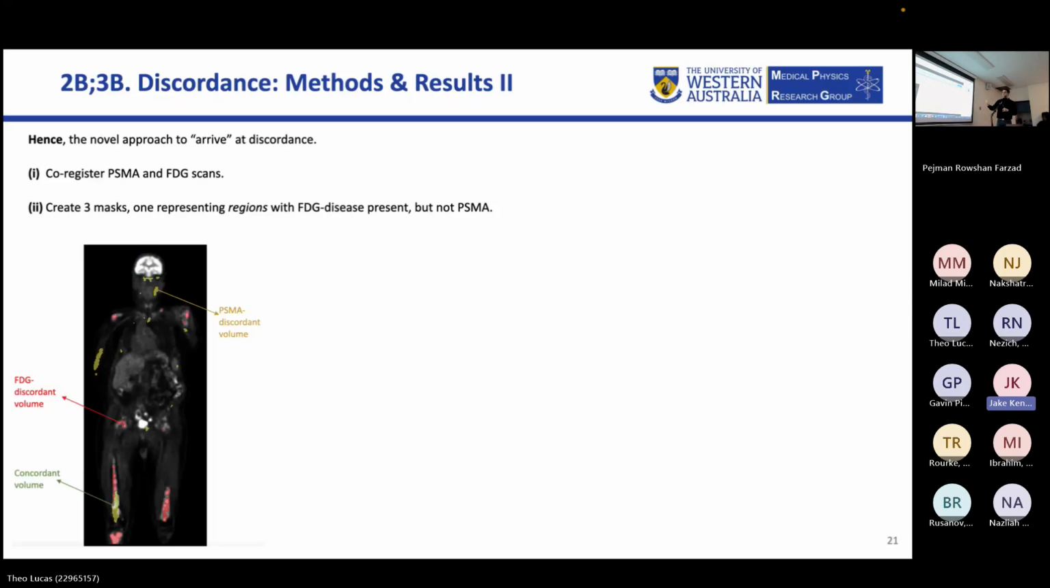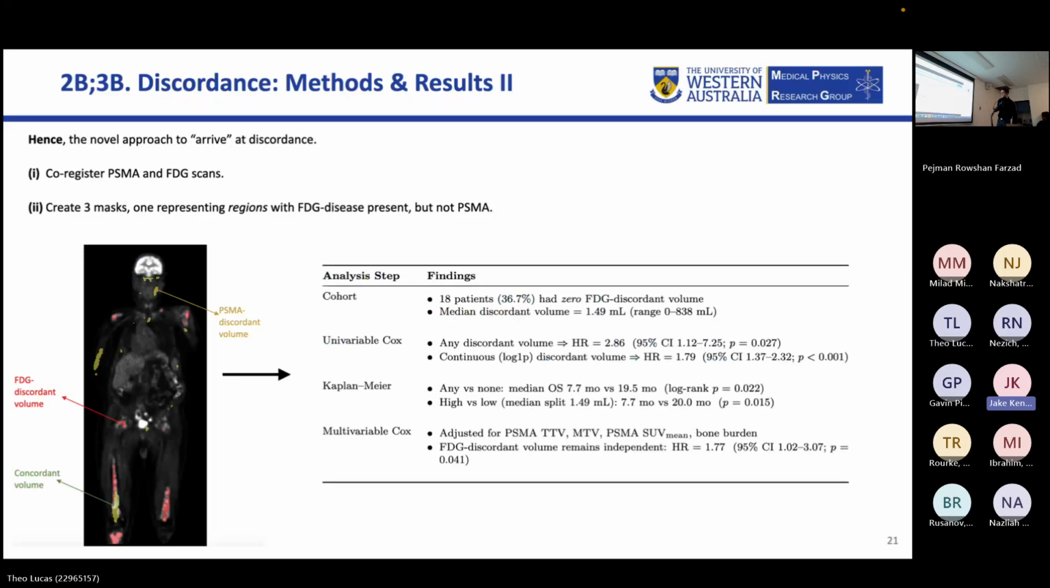And so the next natural extension was to actually test this FDG discordant volume for outcome correlation. Namely, two things were tested. We asked, did those patients with any FDG discordant volume have worse overall survival? And did those patients with more of that volume, an increasing number of that volume, have worse outcome?